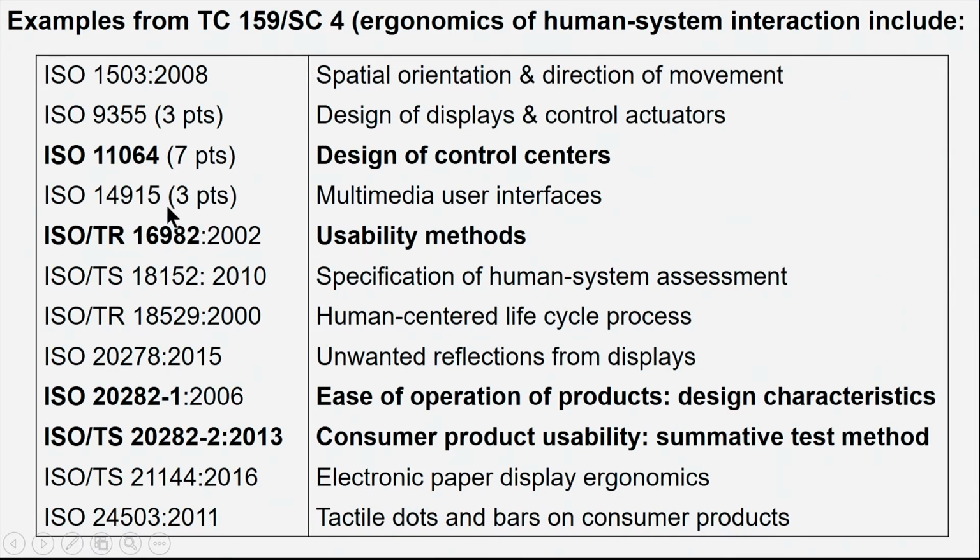Usability methods, ISO 16982. Clearly, those who are interested in human-computer interaction should know about and have read this document. Ease of operation of products, design characteristics, ISO 20282-1. Notice that there are many topics covered here that could in fact be covered in 2 or 3 or 4 or 10 standards that are somehow related to each other. And here's one that's of interest to folks interested in product usability, 20282-2, which is the summative test method. So if you're doing procedures, it's very, very important to have access to these ISO documents.